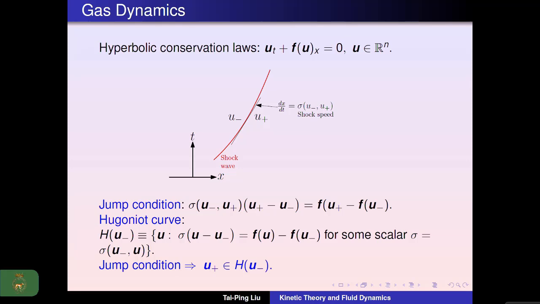Of course, we have experienced this. Sometimes it suddenly becomes hotter, suddenly becomes colder. And in the Euler equation, it is idealized as a discontinuity.